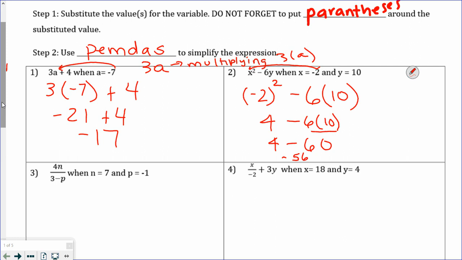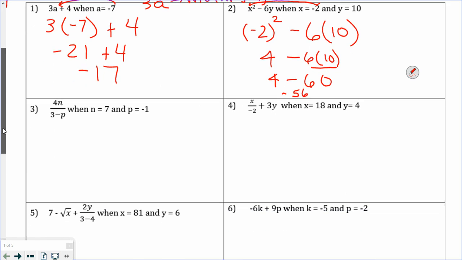Okay, if you need to pause it and stop it and rewind or anything like that, you certainly can do that. All right, number 3 says 4n divided by 3 minus p. So 4 times n, we'll plug in 7, all divided by 3 minus, well, p is -1.